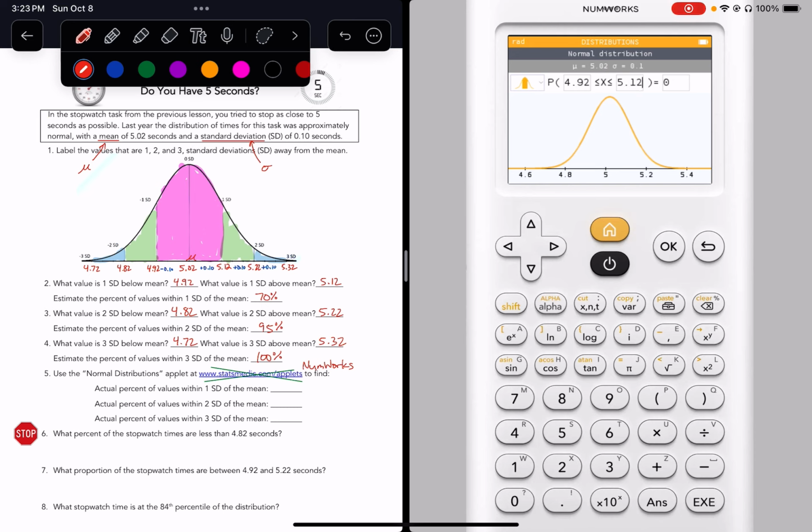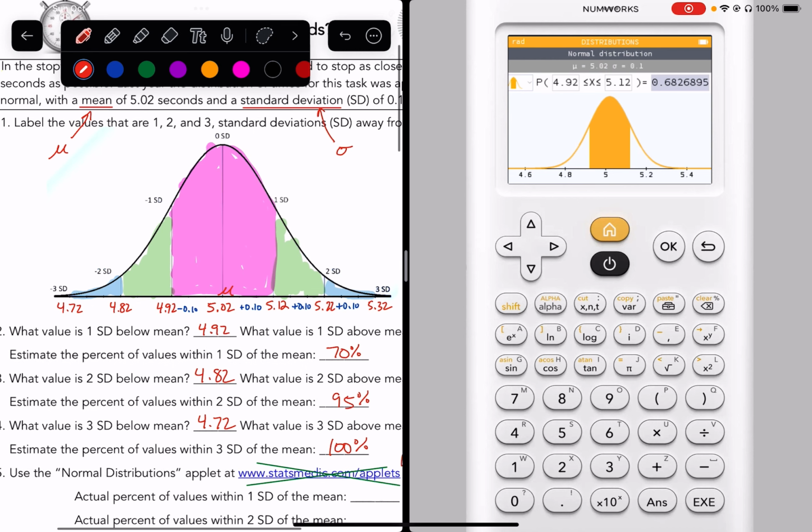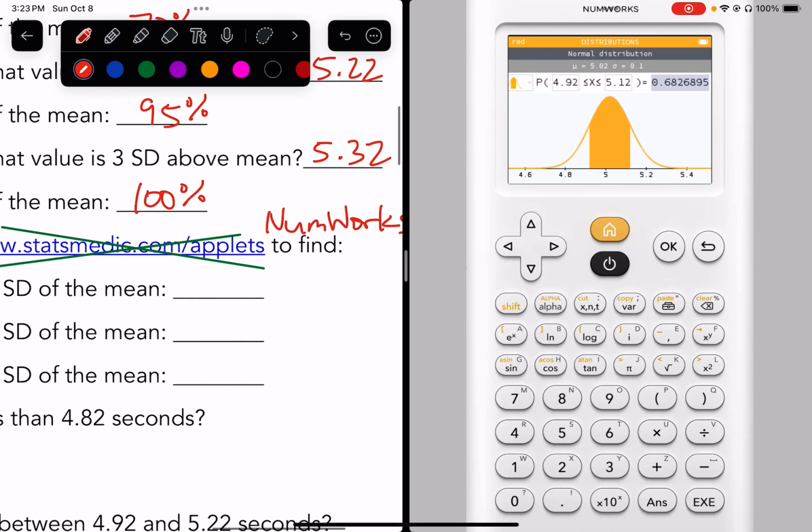And if I click enter or execute here, it gives me this decimal. So this decimal gives me the percentage of that area. So that orange area that it's highlighting right now, the one that's kind of similar to the pink area we shaded in, that is the percentage. So that is 0.6827, which if we turn into a percentage is 68.27%.